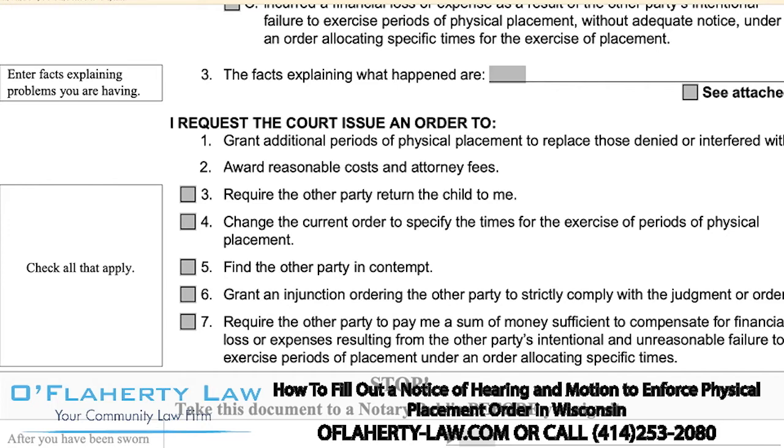But the thing is, with number 7, 2 things. 1, there needs to be an order that allocates specific times. So again, if you have one of those more flexible orders that doesn't allocate specific times, you're probably not going to get it. And 2, you're asking the court to order the other party to compensate you.